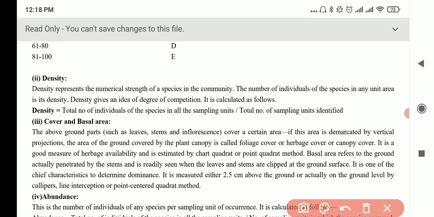So last class we did frequency and density, no? Then let's look at the next one, that is your cover and basal area. So what is a cover and what is a base?